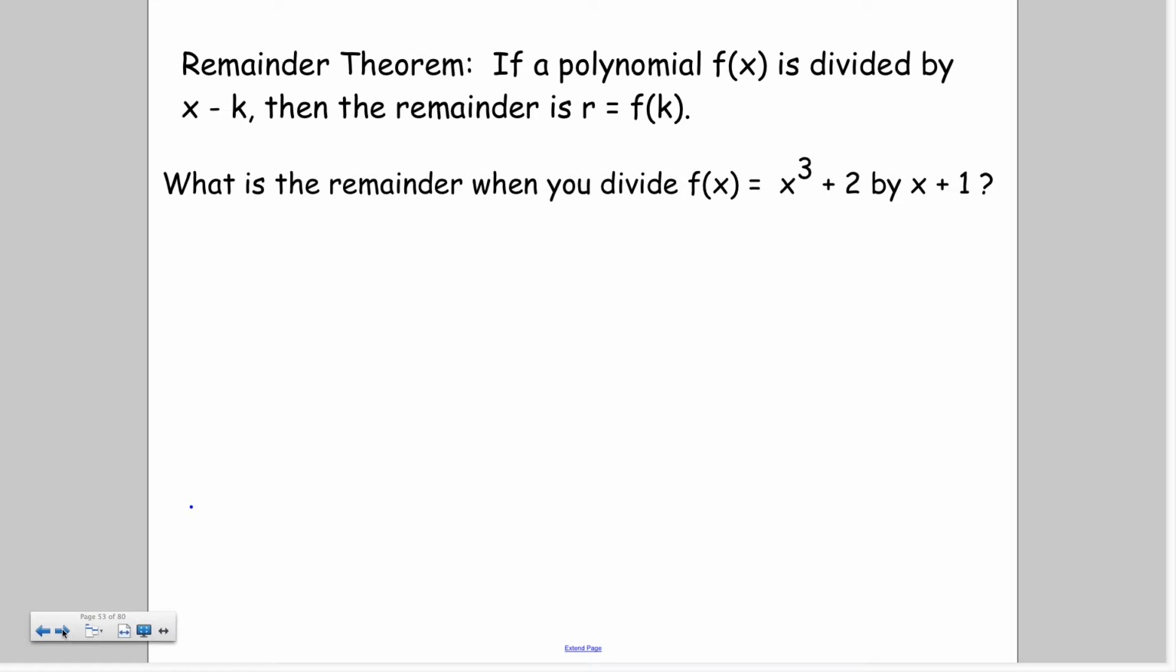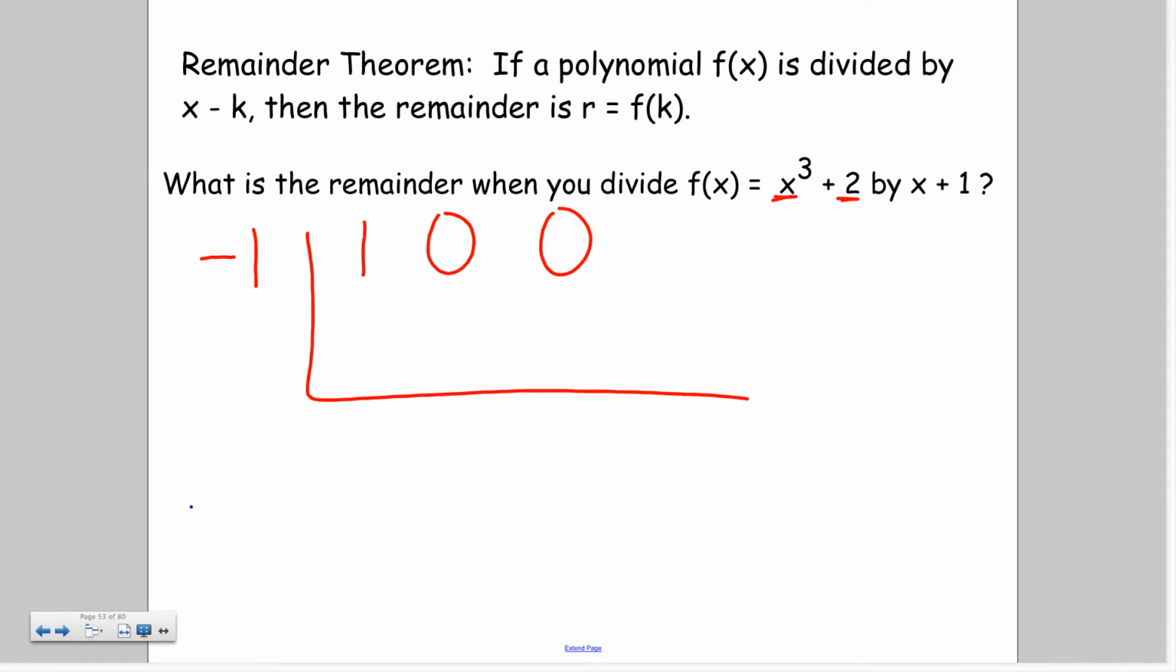So what is the remainder when I divide f of x equals x cubed plus 2 by x plus 1? So I'll take the opposite of x plus 1, draw my box. Now I'm missing a lot of terms between x cubed and my constant of 2. For those missing terms, I'm just going to fill in with zeros. So x cubed is 1, it's a coefficient. I don't have an x squared, and I don't have an x, but I have a constant.